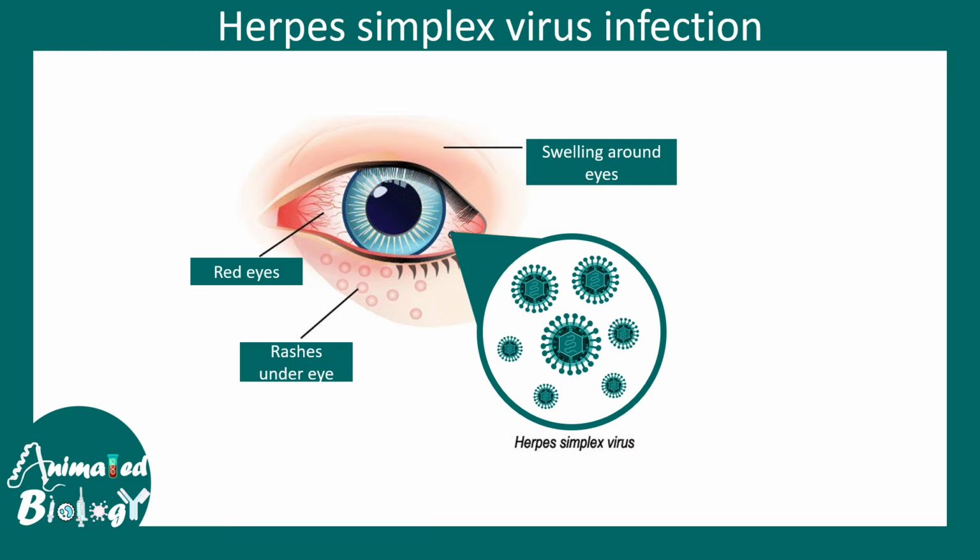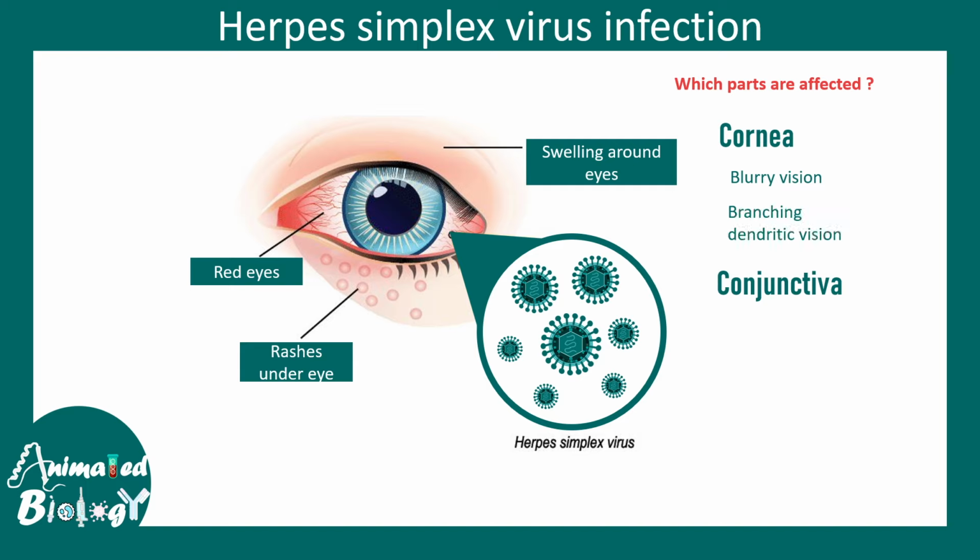Herpes simplex virus can also affect the eye. And which part of the eye is affected? The cornea and the conjunctiva. Generally, there is swelling around the eyes, red eyes, and rashes around the eye region. When the cornea is affected, it leads to blurry vision, and it has that branching dendritic type appearance, which is pretty much characteristic of herpes. Then due to conjunctival infection, there is pain, itchiness, sensitivity to light, redness, etc.